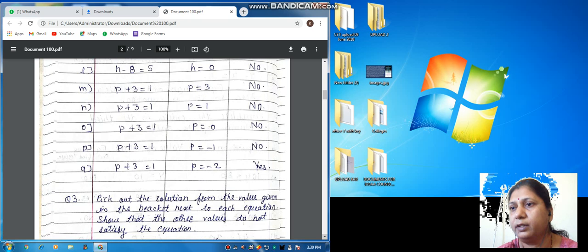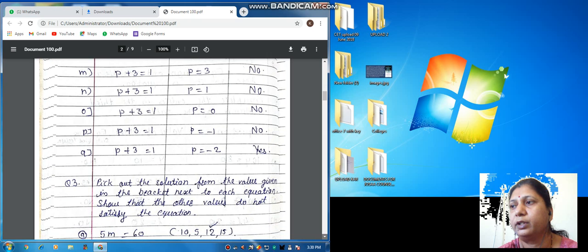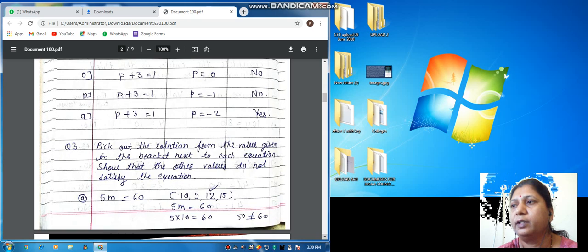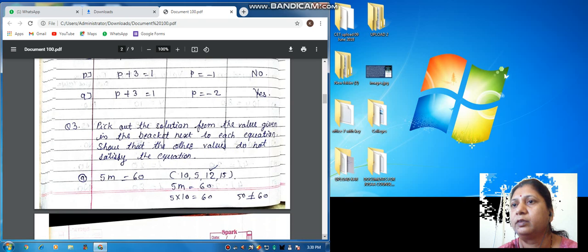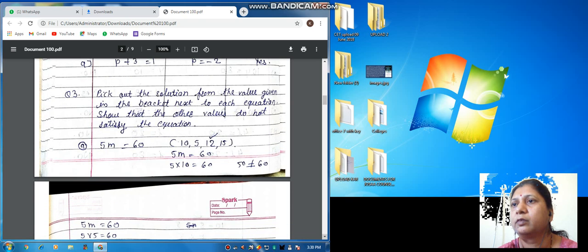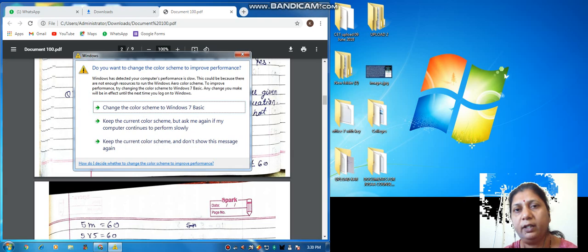Okay, so let's move towards the third question. Pick out the solution from the values given in the bracket next to each equation. Show that the other values do not satisfy the equation. Same as question 2, but in question 2 we were given only one value of the variable. Here there are 3 or 4 values. We have to find the right one, and also we have to solve the others.